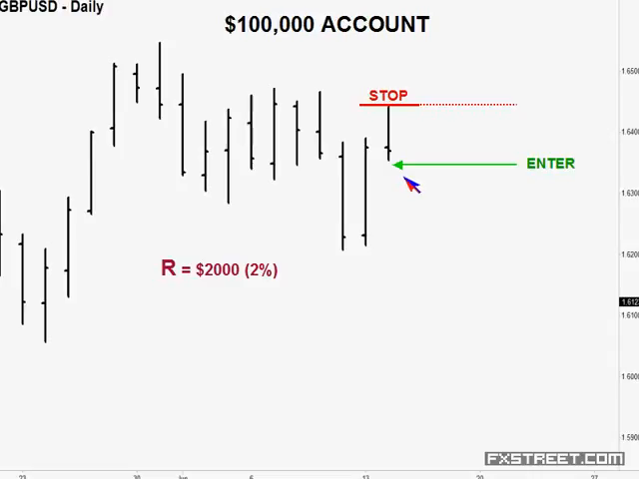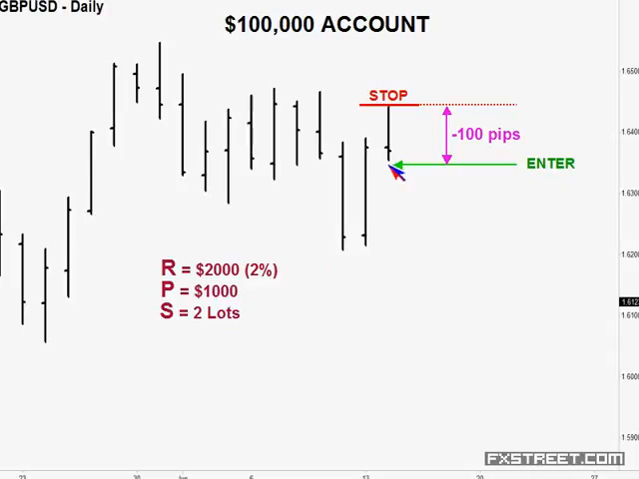Now, if we entered here and got stopped out here trading one lot, one contract, how much would we lose dollar-wise? Well, this is 100 pips. So 100 pips losing on the British pound would equal $1,000. So R equals 2,000. P now equals 1,000. So we divide R by P, and that gives us our size of 2 lots. So in this particular trade, if we go short, we can trade 2 lots.